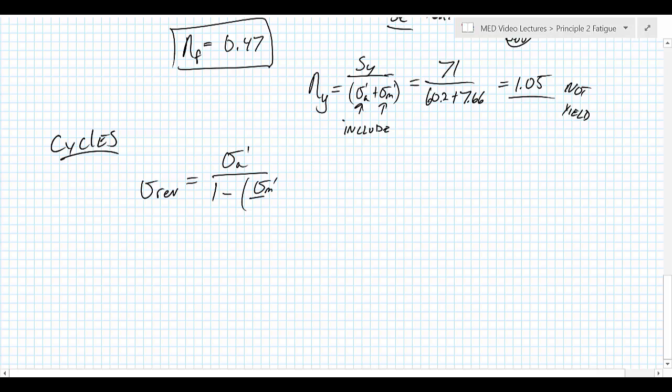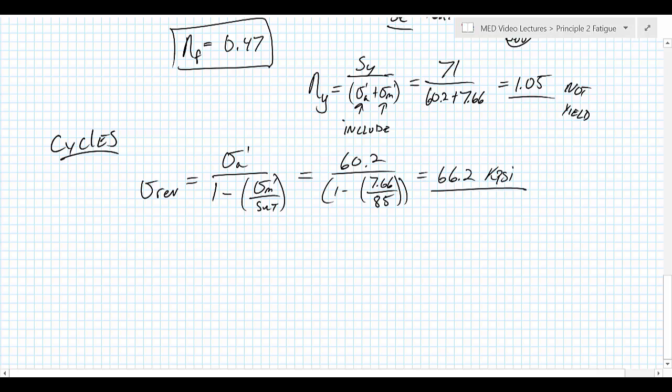So what you get is sigma a over 1 minus sigma m over the ultimate strength. If we plug those in, we get 60.2 divided by 1 minus sigma m, which is 7.66, over the ultimate strength from the back of the book. All of that is equivalent to 66.2 kpsi. Now notice that's quite a bit higher than our fully reversed stress of 35 kpsi that we found before. So that mean stress does add quite a bit to the effect of the stress.